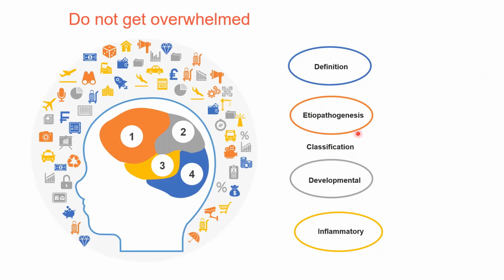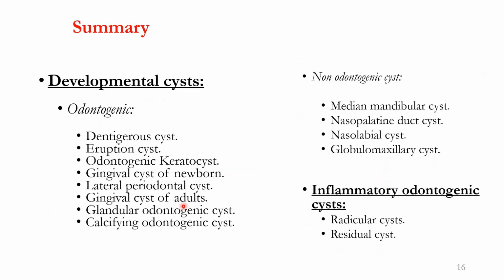Etiopathogenesis was classified into initiation, formation, and enlargement, which we just discussed. And the classification by WHO is broadly divided into developmental and inflammatory, and under developmental there is odontogenic and non-odontogenic. Again, the table is put up for your reference about the classification. We'll be studying all these cysts in the coming presentations.